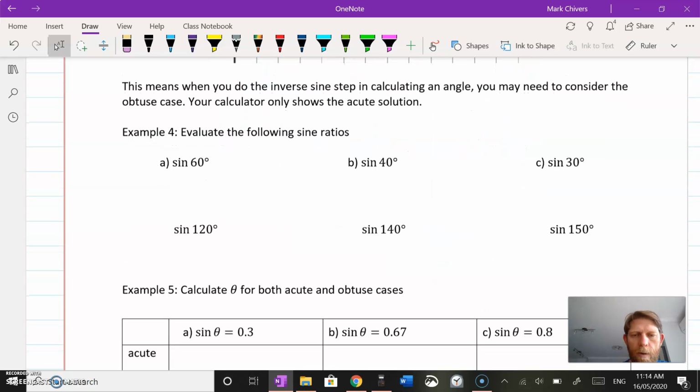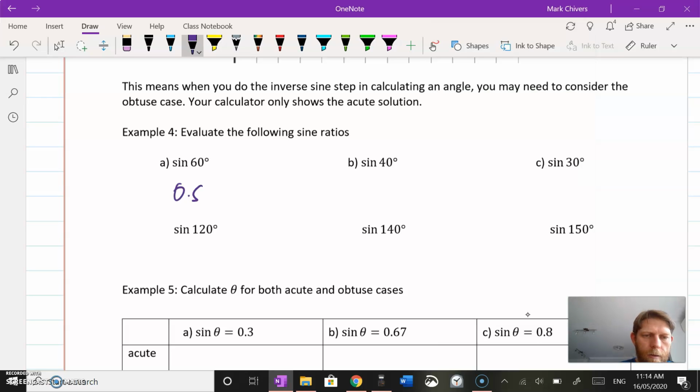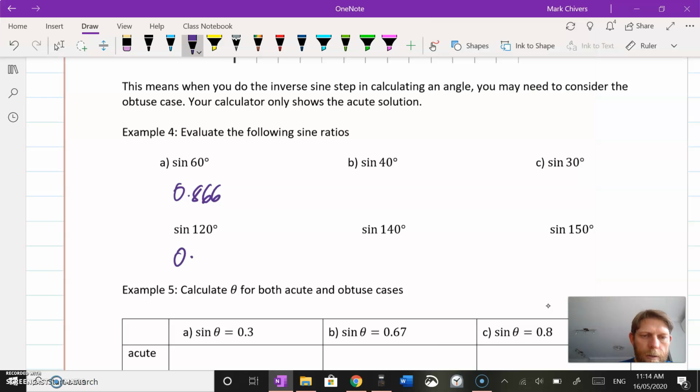So just to run through some basic ideas here. If I did the sine of 60 degrees, I would get 0.866. And if I did the sine of 120 degrees, I would also get 0.866. The reason they're the same is that 60 and 120 both add up to 180. So anytime the two angles add up to 180, we're going to have the same ratio.